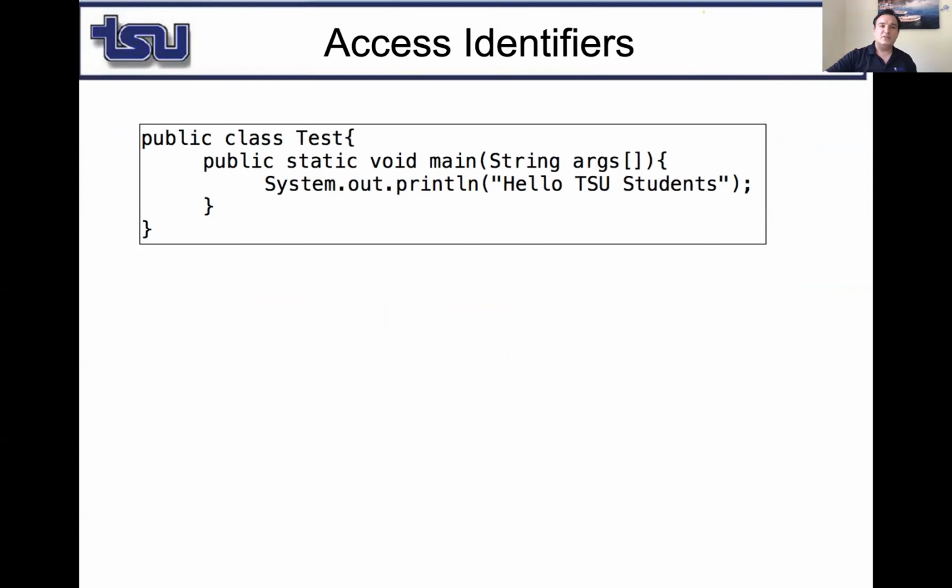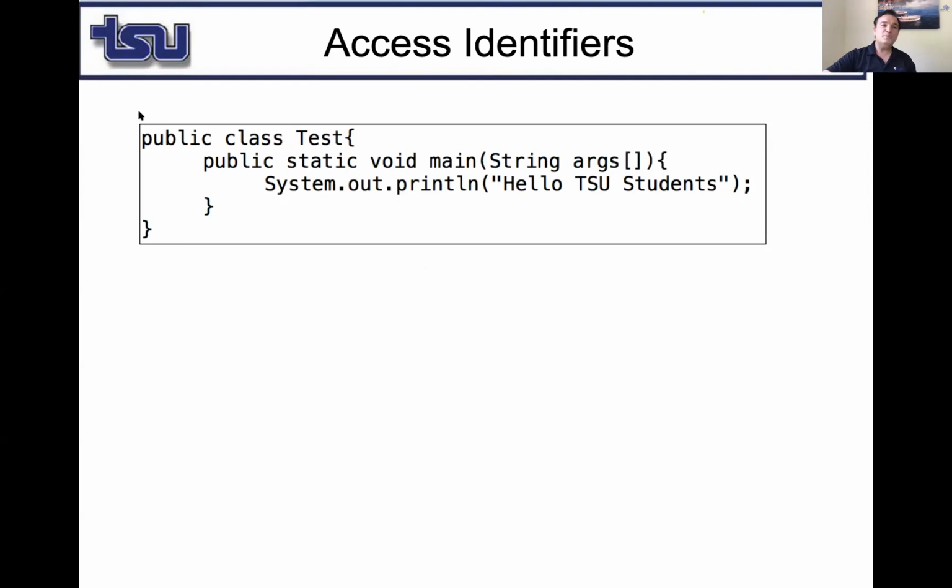Access identifiers. Okay, so far what do we know? Test is a class because T is capital. System is a class because S is capital. String is a class because S is capital. Main is a method because I have parentheses. Println is a method because I have parentheses. And main method starts with lowercase, println starts with lowercase, okay? Out is not a method, for example. Why? Because I don't have parentheses after that, okay?